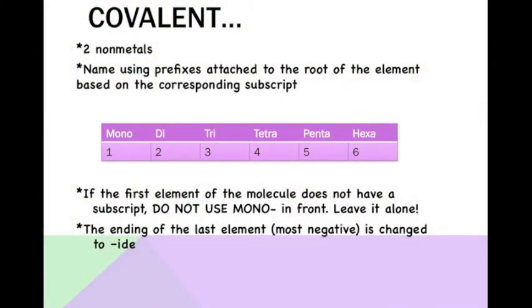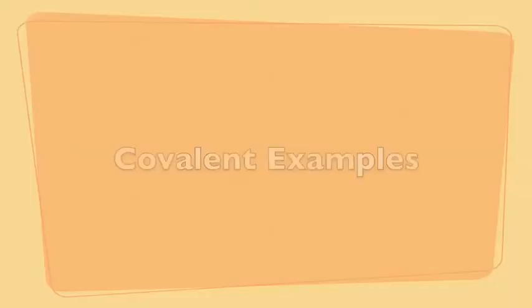Covalent deals with two nonmetals. And with these, you're going to add prefixes that correspond to the subscripts below the elements, seen on the table below. Now, one thing you have to remember is that you never use mono in front of the first element when there's just one atom. And don't forget that the ending must be changed to "ide" of the second or last element.